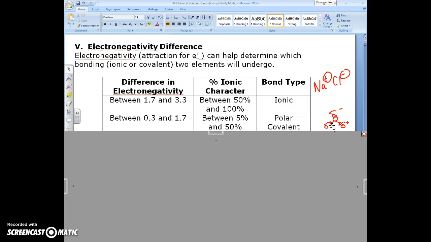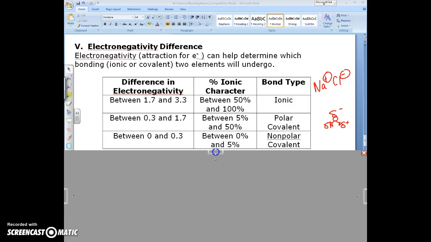If the two atoms are very similar in electronegativity, and so they have about the same attraction for each other, so there's very little difference between 0 and 0.3, then we have a nonpolar covalent. They have the same attraction for the electrons, so they end up sharing equally. These do not have charges, they do not have partial charges, so it doesn't act like an ion at all, so very little percent ionic character.